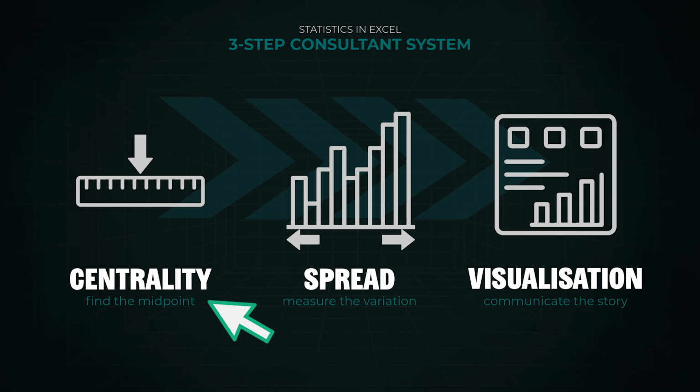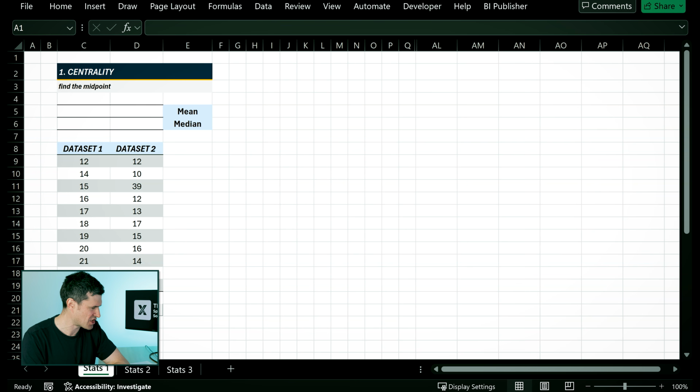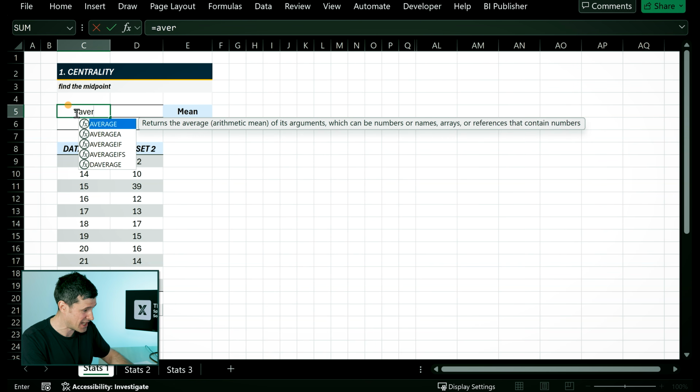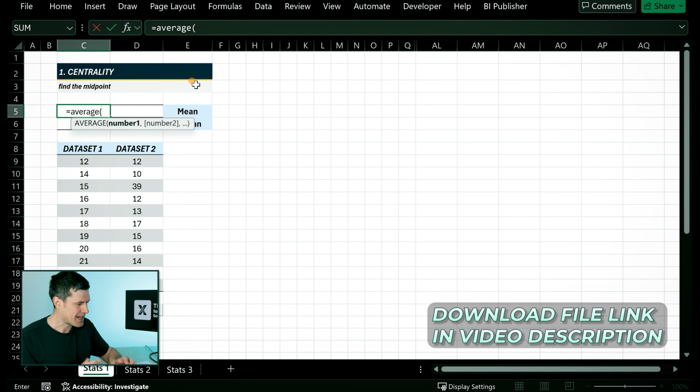So a good way to get started is to find the midpoint of a dataset. Let's get into the spreadsheet. We can see our 2 datasets here. So what formula is going to help us initially anyway is the average formula. So what's the average formula going to give us? Gives us the mean average.